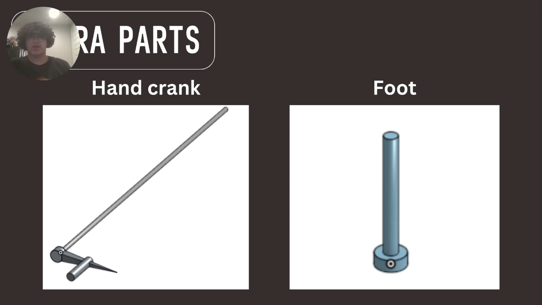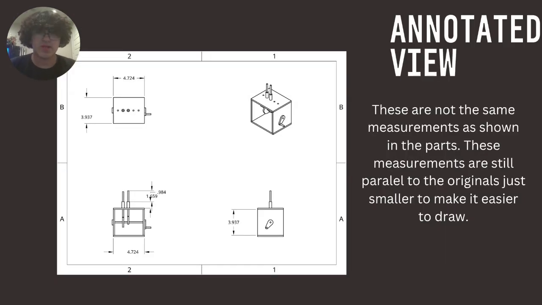Here are some extra parts that will be needed. You have the hand crank, you have the foot. The foot will be connected to the cams, as that's the piece that will be going up and down. And obviously you need the hand crank to move the cams. Here's an annotated view of it all pieced together.